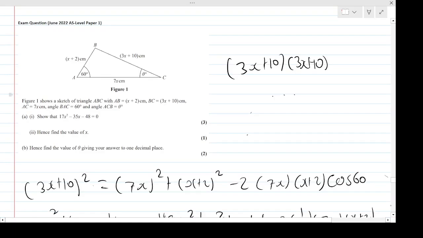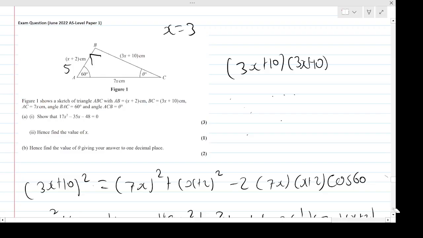Then it says, hence find the value of theta. Right. Okay, so we know what x is. But again, for theta, I can use the cosine rule again, because now I need to find an angle, but I know all the sides, right? I know what x is. So this angle theta, the opposite side facing it is x plus 2. But if x is 3, then x plus 2 is going to be 5, right?